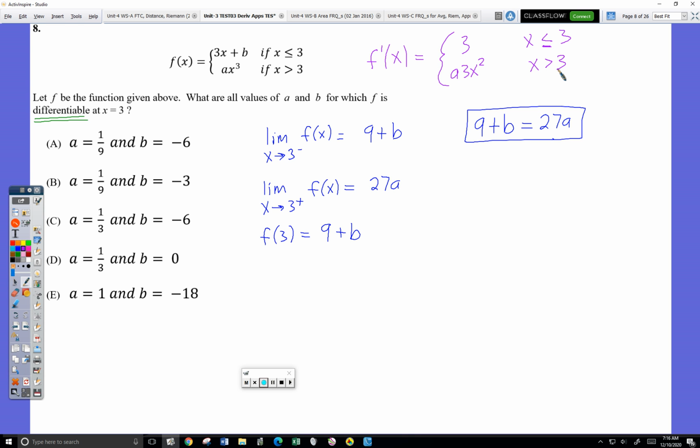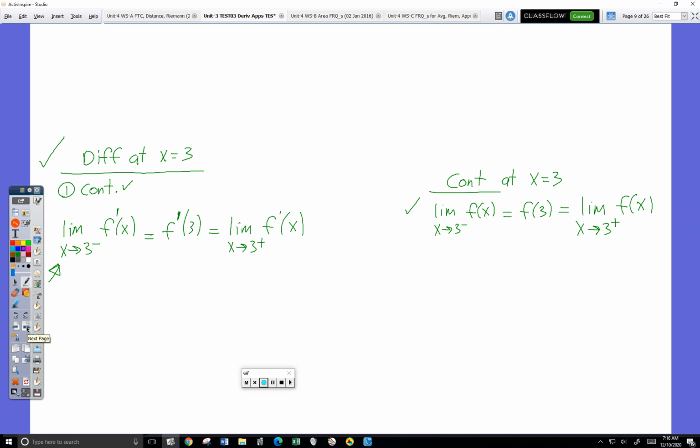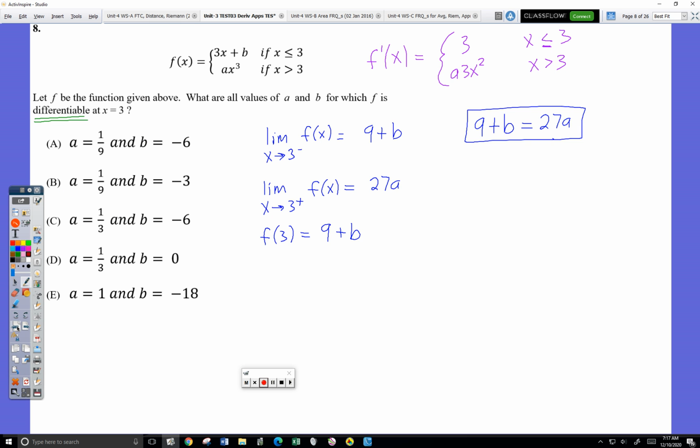That makes sense. So now we've got to go back to our flashcard and say, I have to show this now. So I've got to find the limit of f prime as x approaches 3 from the left. So what would that be, Chelsea? Just 3. Yep.